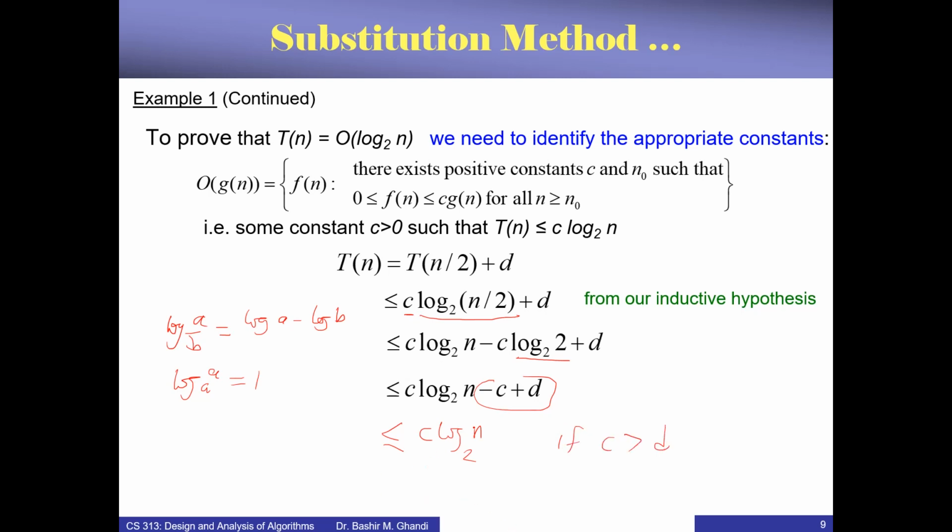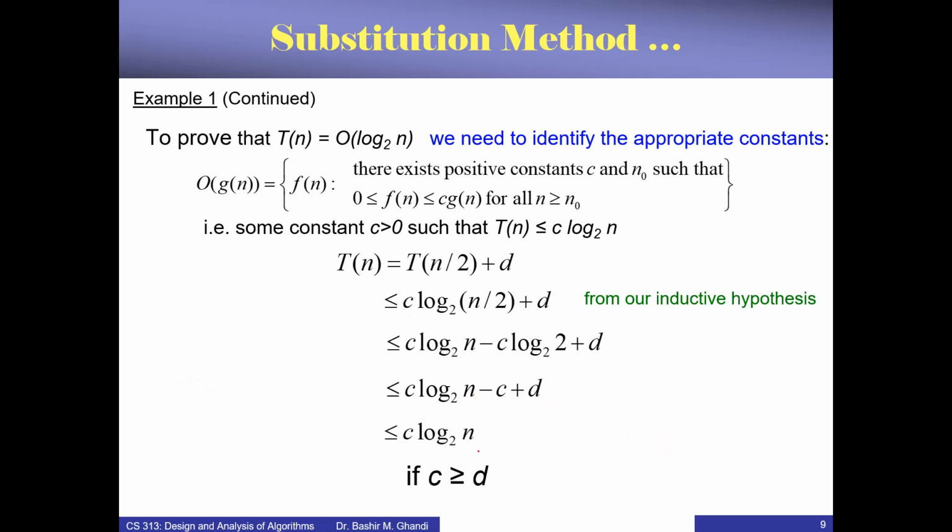And this is what we want to reach. Actually, that's what I have here. I said this is less than or equal to c log of n to base 2, provided c is greater or equal to d. Now, if we are able to represent Tn to be less than c log of n to base 2 for some positive c greater or equal to d, this is exactly the definition of big O. That is, Tn will be big O of log of n to base 2.